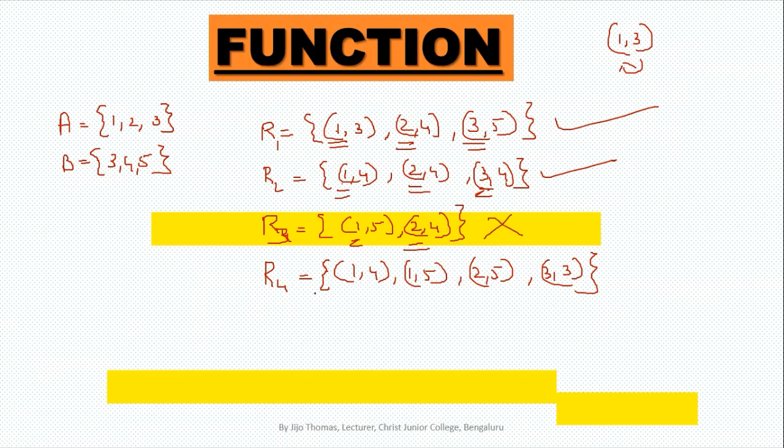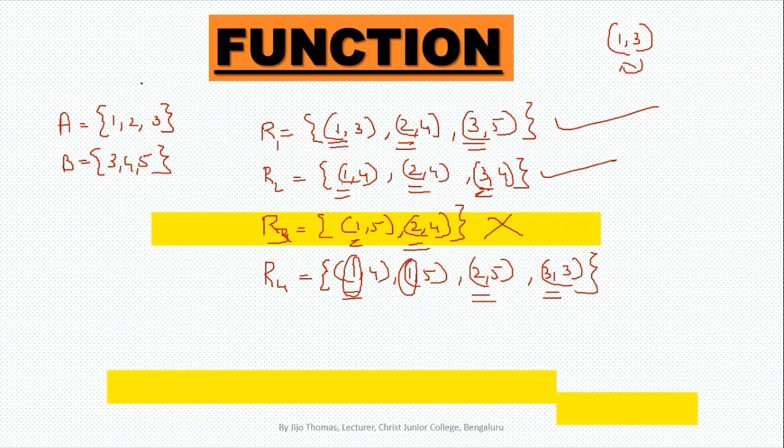Similarly, R4, if you see, every element of first element is there. 1 is there, 2 is there, 3 is there, but it is repeating. 1 is here as well as here. So it has more than one image. So I'll repeat the definition. Every element of set A should have one and only one image in B. Such a relation is said to be a function.